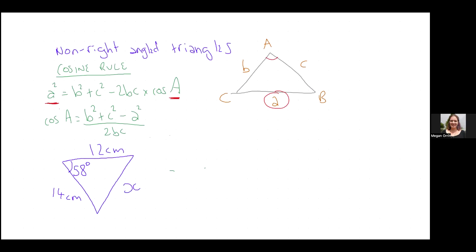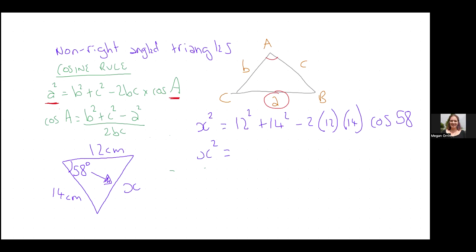So what I'm going to do is put all of that information in. It's x squared, that's my unknown, and it is opposite the angle I'm going to use, so I know that I've got it right. So x squared equals, it doesn't matter which one is which, B and C are irrelevant, 14 squared minus 2bc times cosine A. Then all I have to do is type this into a calculator. And then what do I do with it? Square root it. Someone type that into a calculator for me.